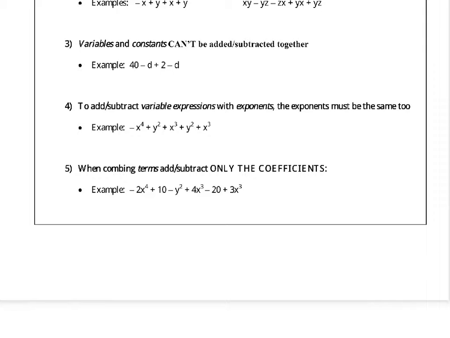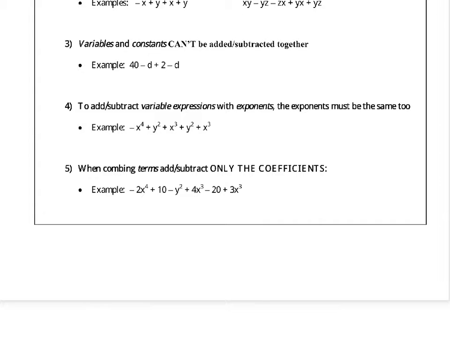Rule number 4 states that to add and subtract variable expressions that have exponents, the exponents must be identical. So in red, notice the like terms are the 2 terms in red, x cubed plus x cubed. There are 2 of those. Notice we do not change the exponent whatsoever. It was x cubed. We leave it as x cubed. In blue, I've highlighted y squared and y squared. Those are like terms because the variables are identical, including their exponents.